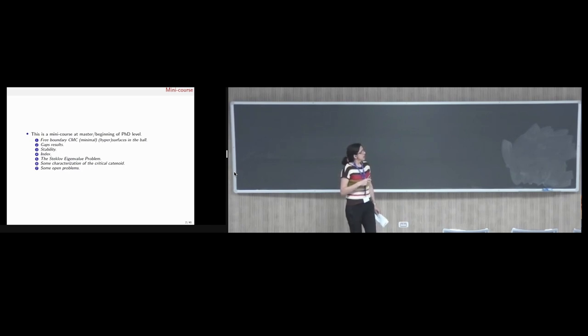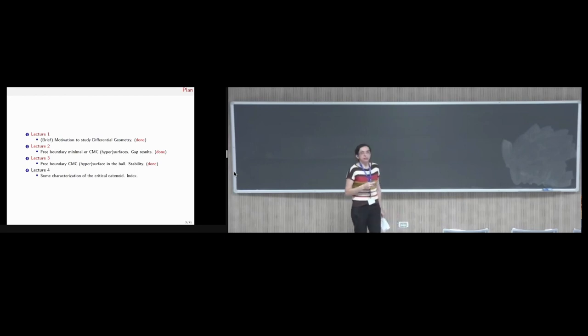So let's begin. Remember, this is a mini course at master and beginning of PhD level. We began with free boundary CMC hypersurfaces and minimal surfaces in the ball. We studied gap results, stability, and index. Today we'll talk a little more about index, the Steklov eigenvalue problem, some characterization of the critical catenoid, and solve some open problems, right? So let's begin.